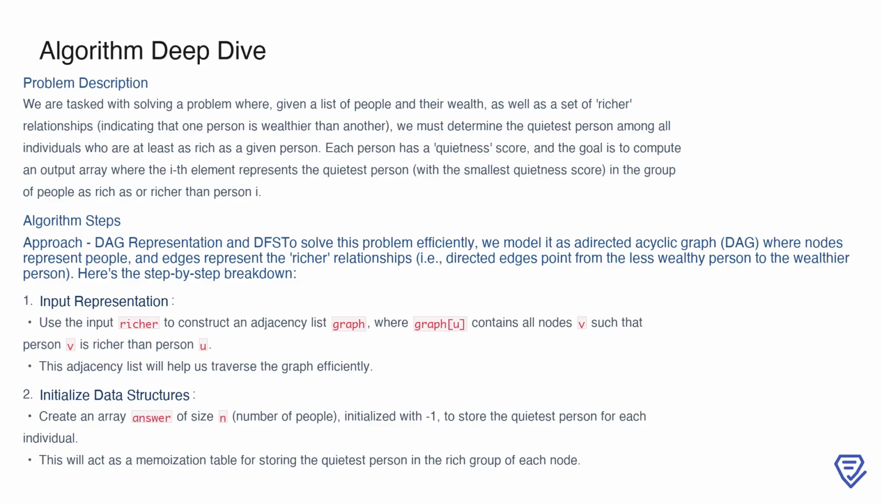Now, to approach this systematically, we represent the relationships as a directed acyclic graph, or DAG. Each node represents a person, and a directed edge from one node to another indicates that the second person is wealthier than the first. The adjacency list representation of this graph allows us to traverse these relationships efficiently. Additionally, we initialize an array called answer to store the quietest person for each individual. This array is set to -1 initially and will later act as a memoization table to avoid redundant calculations during the traversal.